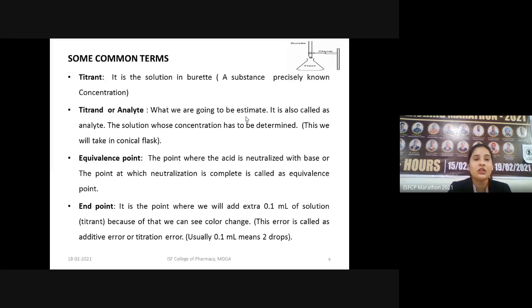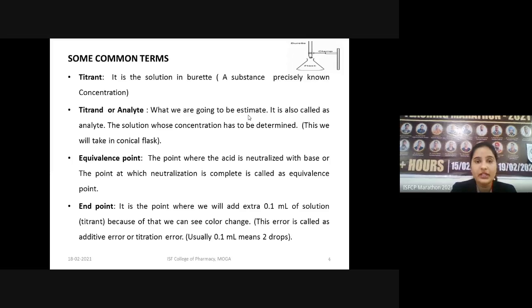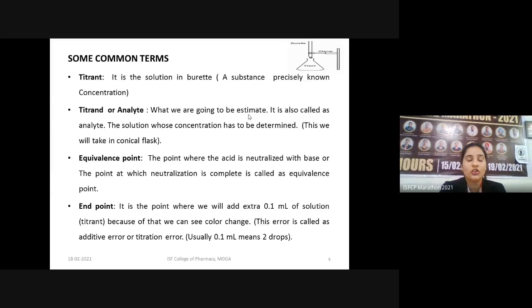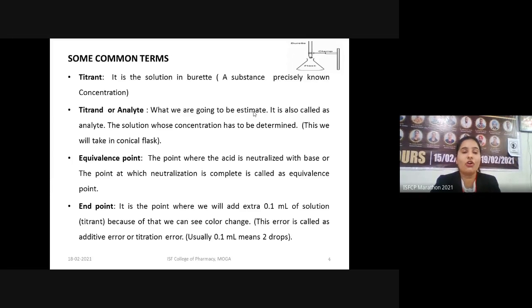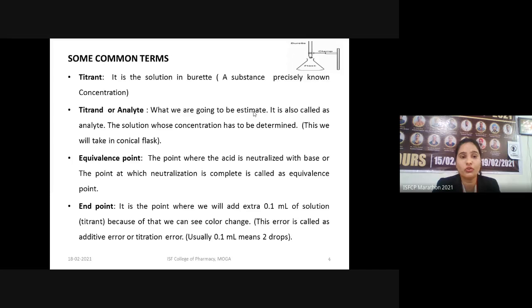Now, some common terms which are used in titration are titrant. Titrant is the solution which is taken in the burette. Generally, the concentration of the solution which is taken in the burette is always fixed. It is precisely known to us. It is the standard solution which we take.